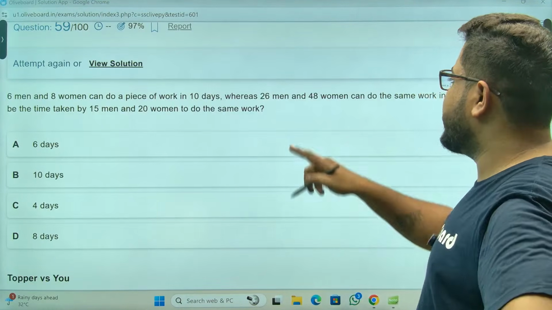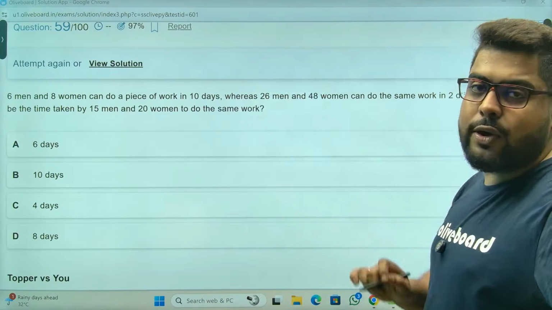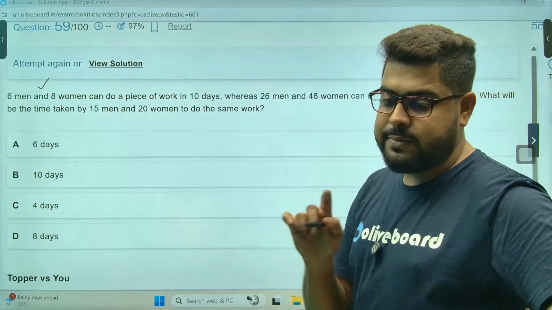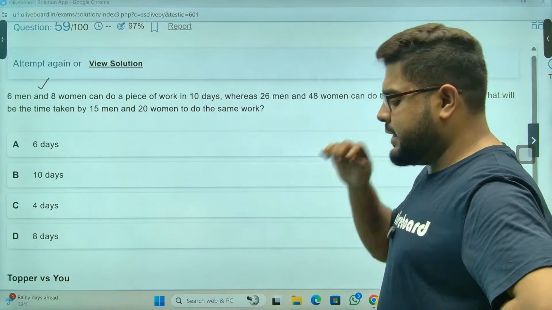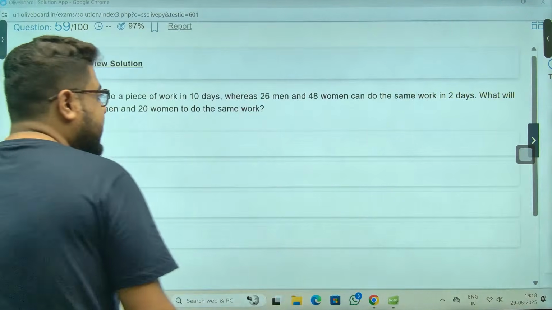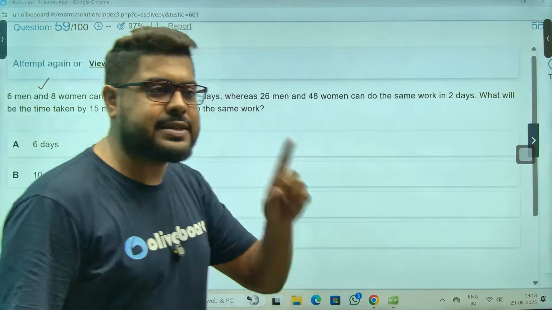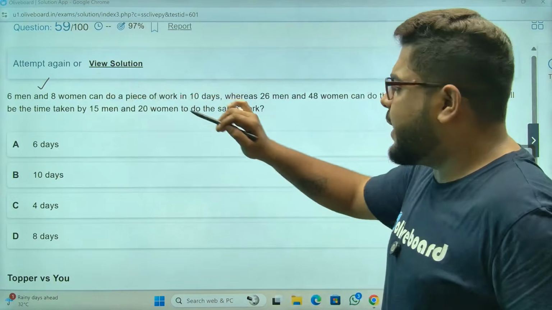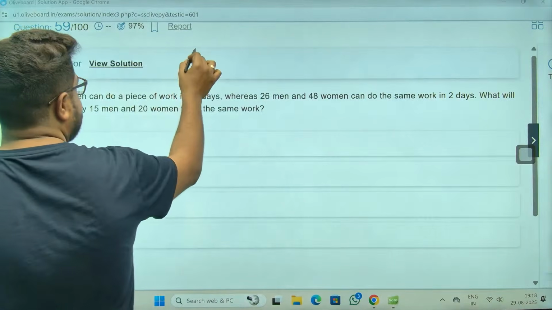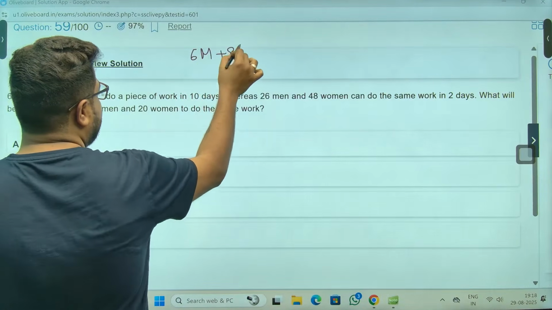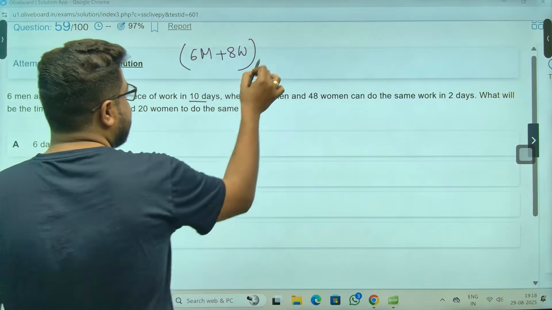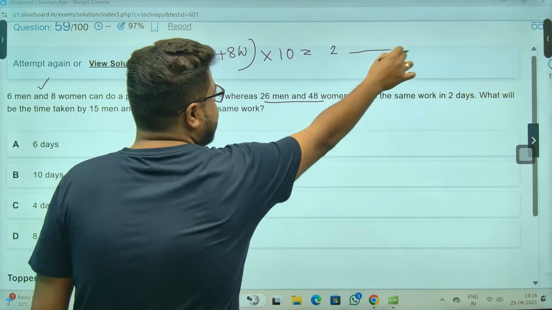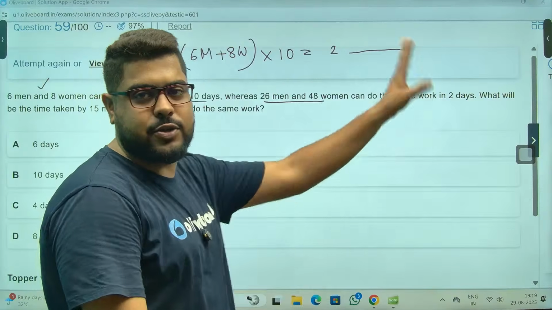6 men, 8 women in 10 days. Sir, and an or type. I told you, and means a little, you need to do a couple of lines. But what I can see here, you see, yahi instinct hai. This is the instinct that I want you guys to develop. You see, everybody will say, sir, 6m plus 8w into 10 days equal to this thing, 26m and so on, 48w and so on.